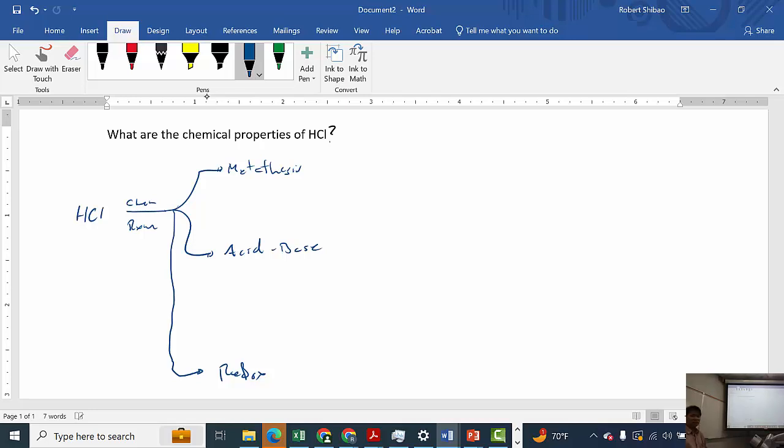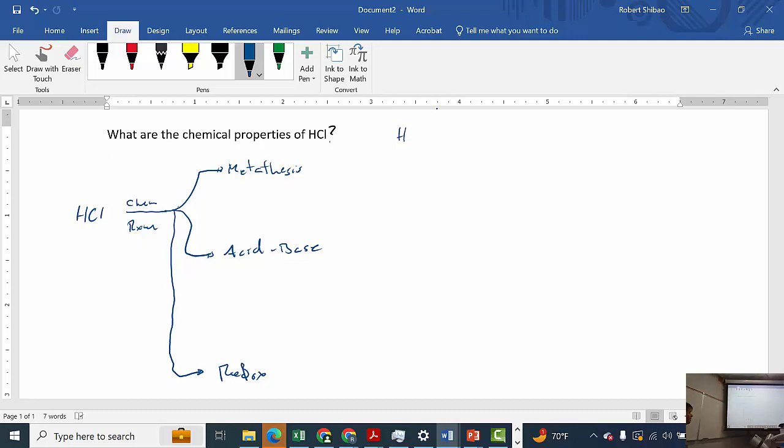Normally when people think of HCl, the most common answer that they give is that it's a strong acid, but that's not the only property that it has. It can react with other things as well. So metathesis are just favorable ion combinations. So when we think of HCl, and this could be in the gas phase or aqueous phase.